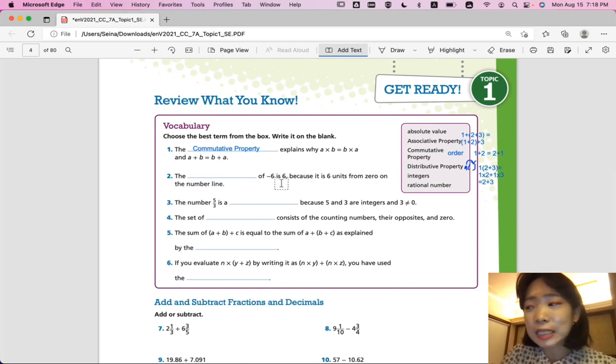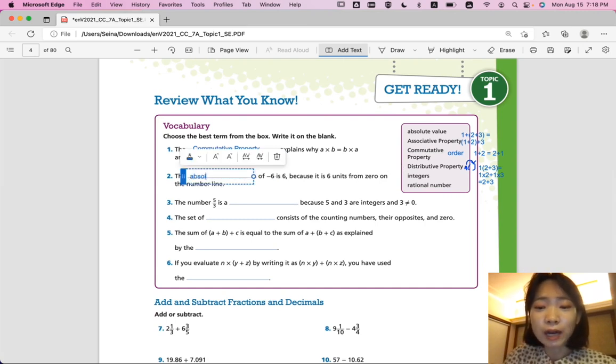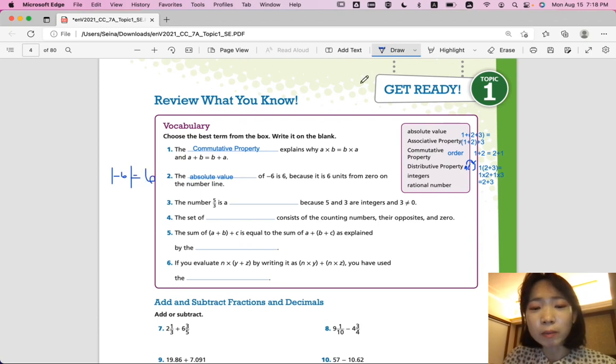How are -6 and 6 related? We're talking about the distance from 0 on the number line, and that is when we talk about absolute value. The absolute value of -6, which is notated with a big bar like that, is equal to the positive number of the negative value. And if it's positive, the absolute value doesn't change.